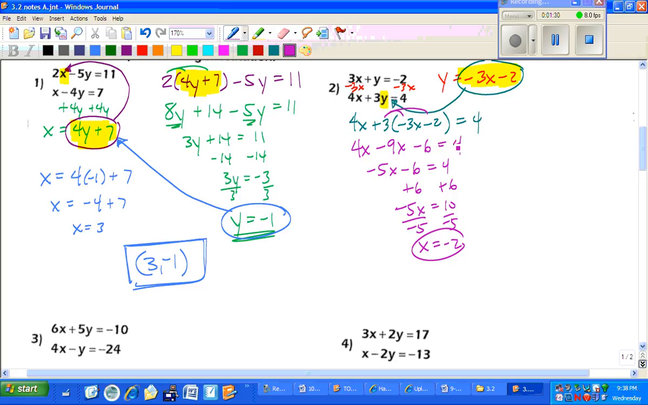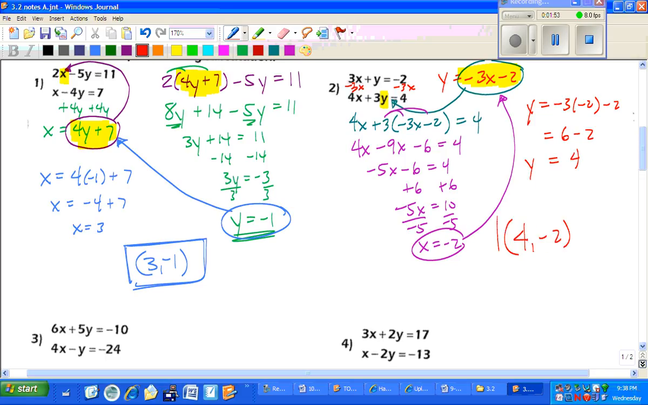But we're not done yet. We need to figure out what y is. So we're going to take negative 2 and substitute it into that equation we solved for earlier. y is going to be negative 3 times negative 2 minus 2. So we get 6 minus 2, which is 4. So our final answer for this is the ordered pair 4, negative 2.